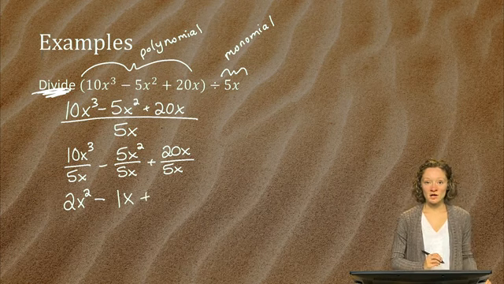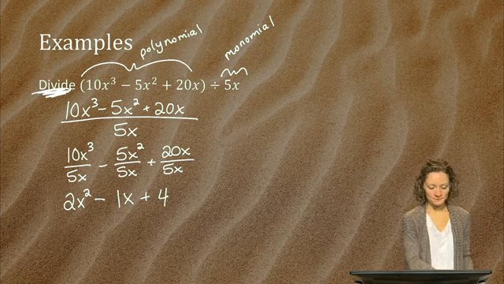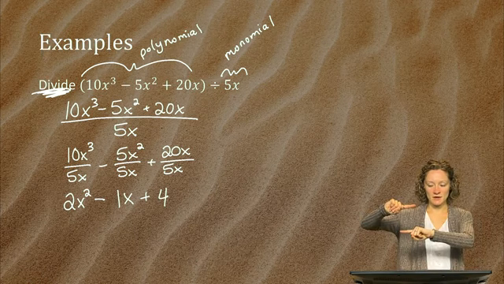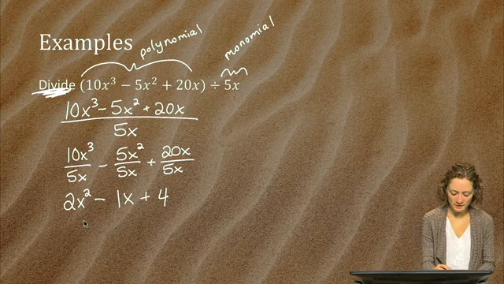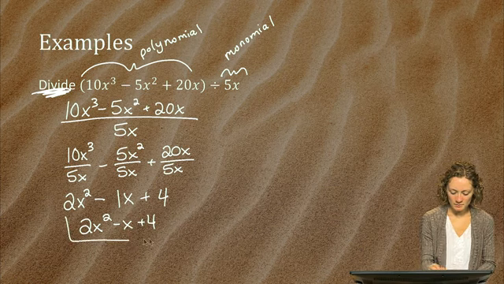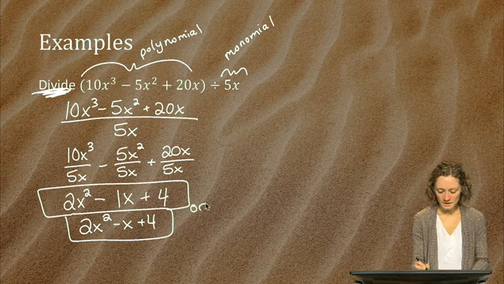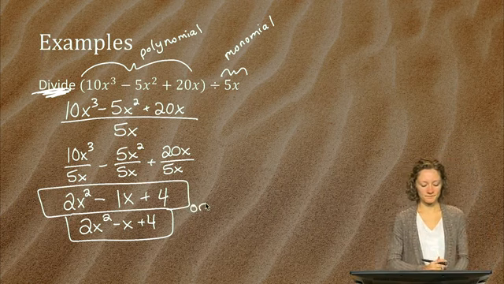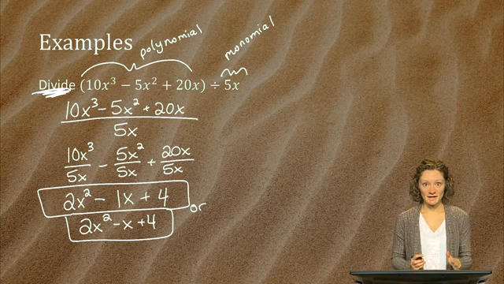Plus our last fraction, 20 over 5 simplifies to 4, and then a single x over a single x, both cancel out, and there's no variable left. So you can write this as 2x squared minus 1x, or just minus x, plus 4. Either one, completely fine. So that's dividing a polynomial by a monomial.